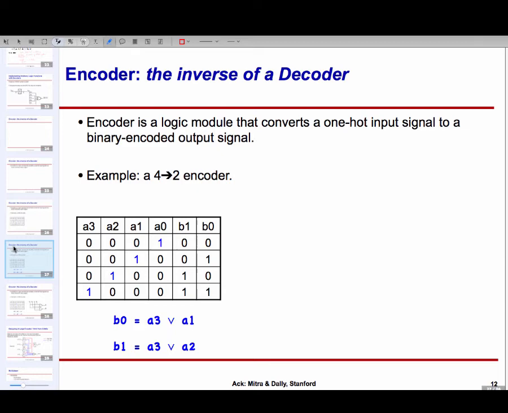Looking at this, we can write the equations relatively easily. B0 is high when A1 is high or A3 is high, so B0 is A3 or A1. Likewise, B1 is high when A2 is high or A3 is high, so B1 is A3 or A2. Both of them are just OR gates. So a 4 to 2 encoder is nothing but a couple of OR gates. Pretty trivial.